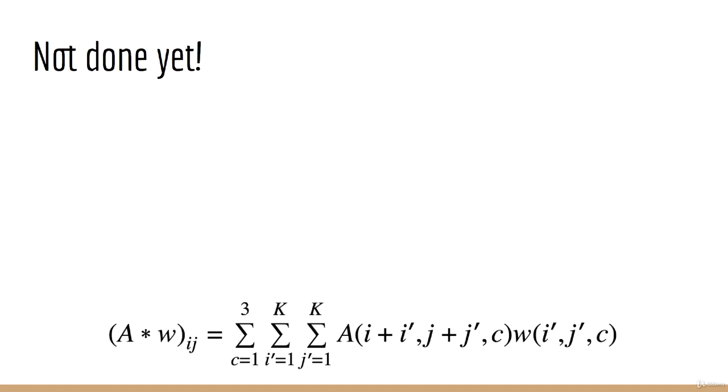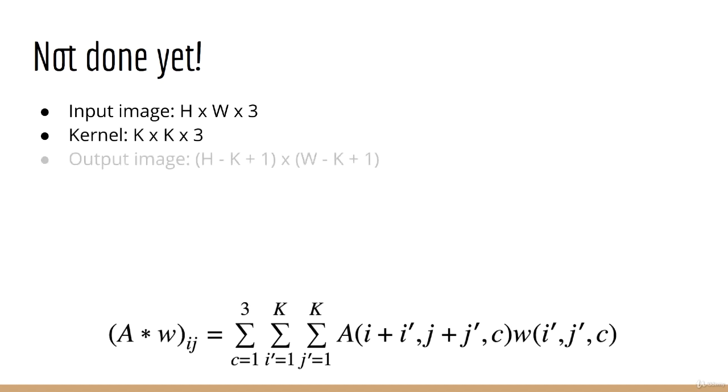Ultimately, this picture is still not complete. Using what we just learned, this is what would happen. Our input image is a three-dimensional object, height by width by 3. Our kernel is also a three-dimensional object, k by k by 3. The output of this convolution is only two-dimensional, height minus k plus 1, width minus k plus 1. And this is because we're summing over all 3 dimensions, and so the third dimension kind of gets dotted out.